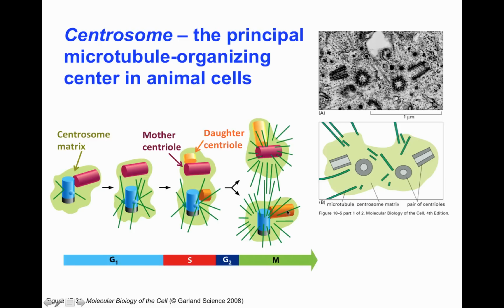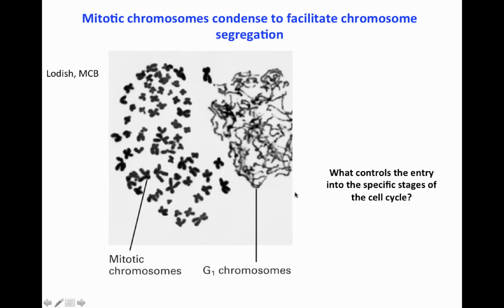At the end of G2, the cell would have completely duplicated the centrosomes, and those centrosomes will still be surrounded by a common centrosome matrix. And during M phase, those centrosomes will separate into independent mitotic spindles. Another thing that is going to change is going to be the state of the chromosomes in the cell.